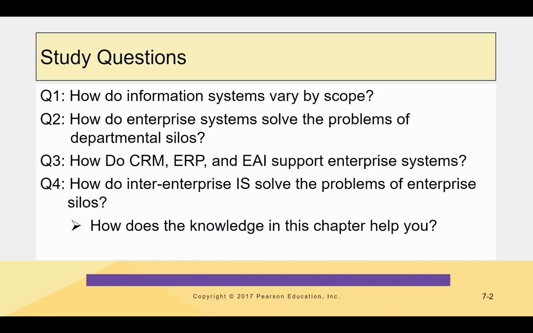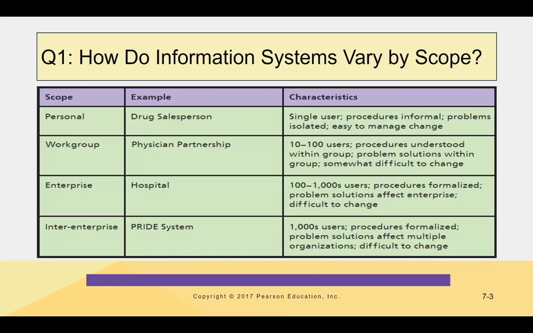What does that mean? Well, departments need to be able to collaborate with one another. Consider, for instance, a purchasing department working with the supply department or an operations department. How does that work together? And we will look at that under ERP. And then we'll see what happens. So, how do they vary by scope?